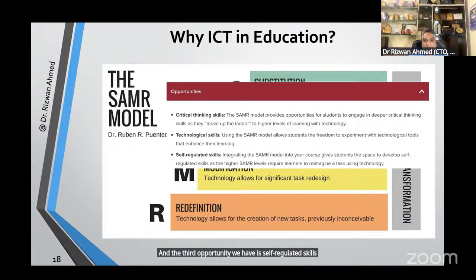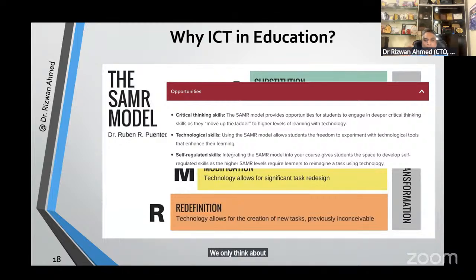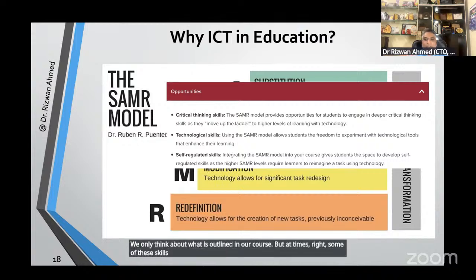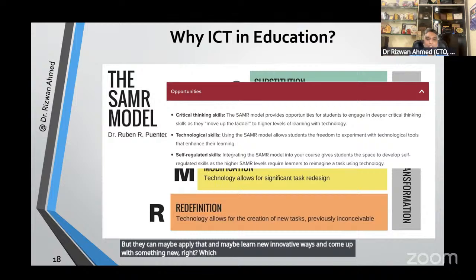So at times, when we make use of technology and the SAMR model, we only think about what is outlined in our course. But at times, some of these skills could be developed in a way that you are creating higher order thinking in these students, and they're able to not just adhere to the skills they need to learn through our ICT tools, but maybe apply that and learn new innovative ways and come up with something new, which was not even thought about as a skill in the original course outline.